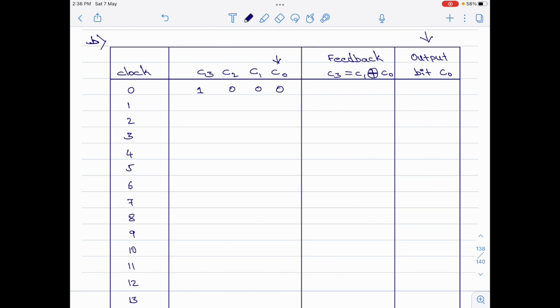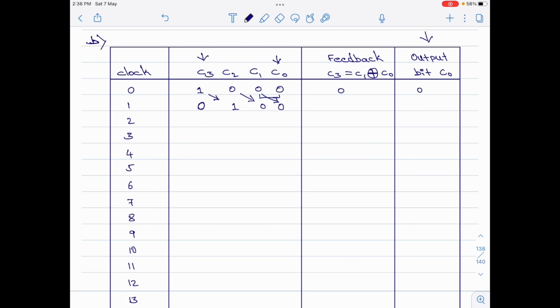Let us start the operation. Compute the feedback term, that is 0 plus 0, which is equal to 0. The output bit, which is in the last column, is equal to C0. C0 here is 0, so just write 0 here. In the next clock pulse, the feedback has to be placed into C3. So this 0 is placed under C3, and the other contents are shifted one place, this 0 shifted here, this 0 shifted here.